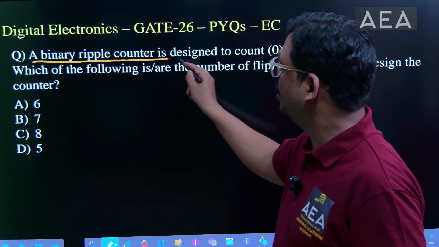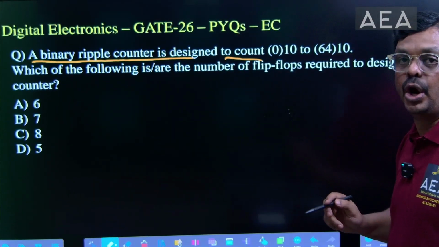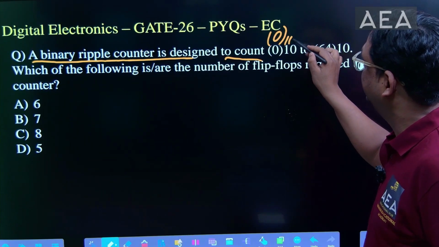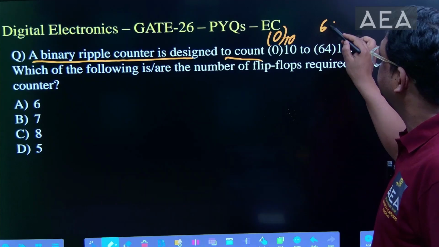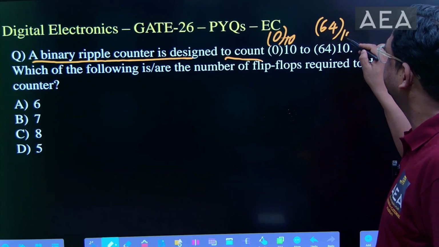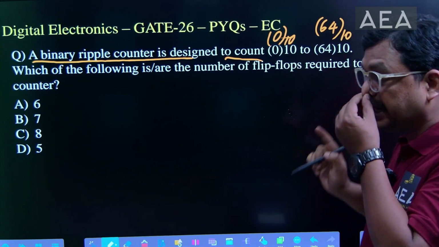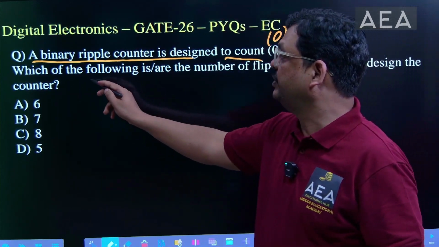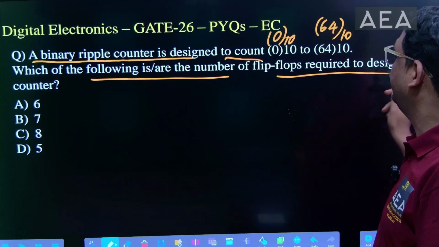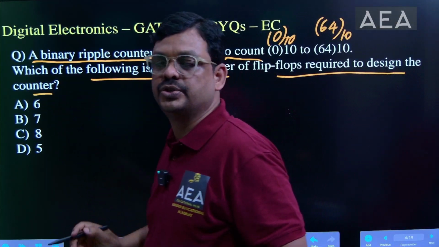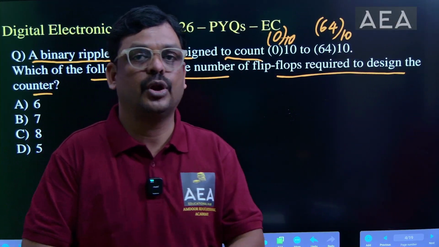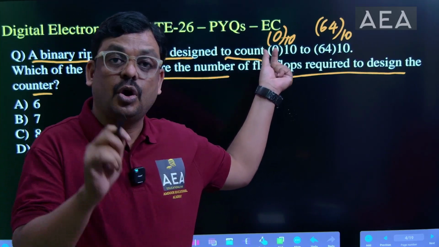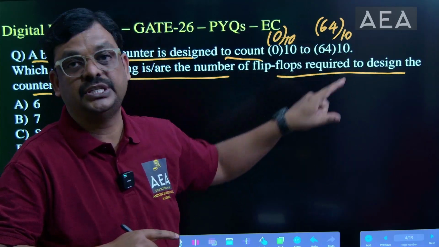A binary ripple counter is designed to count from 0 base 10 to 64 base 10. So a binary counter has to count from 0 to 64, and which of the following is the number of flip-flops required to design the counter. So we just have to identify the number of flip-flops. And it is clearly mentioned that it has to count from 0 to 64 onwards.